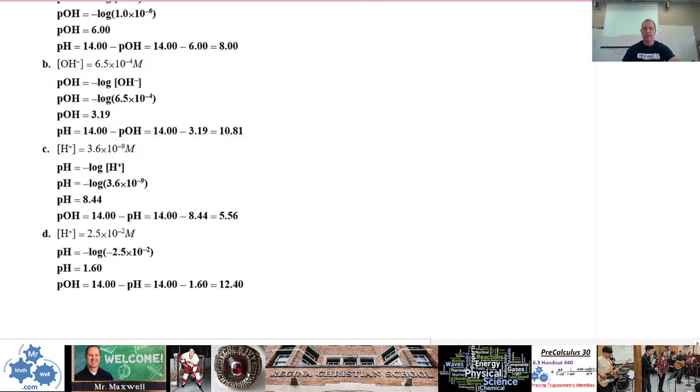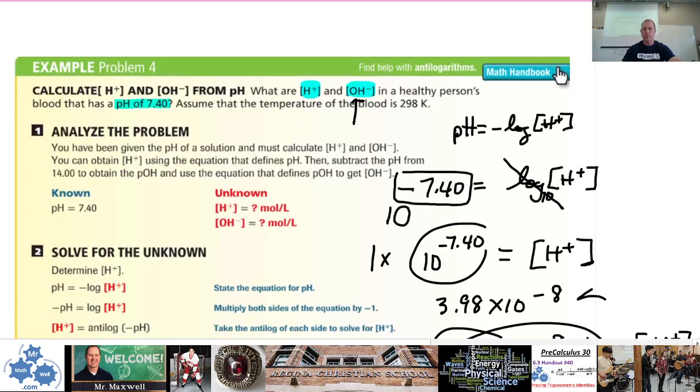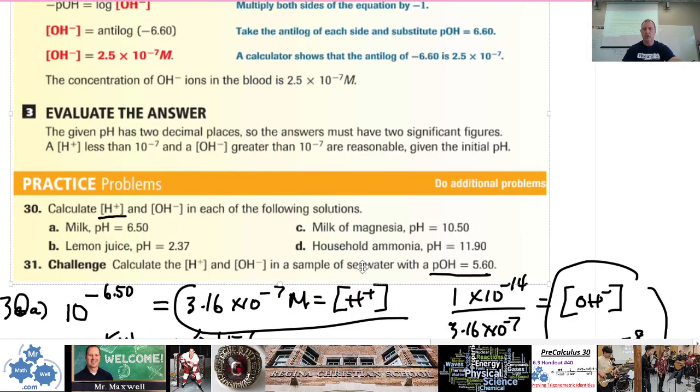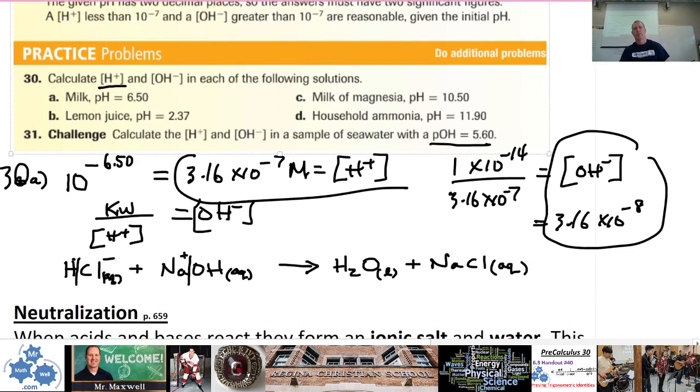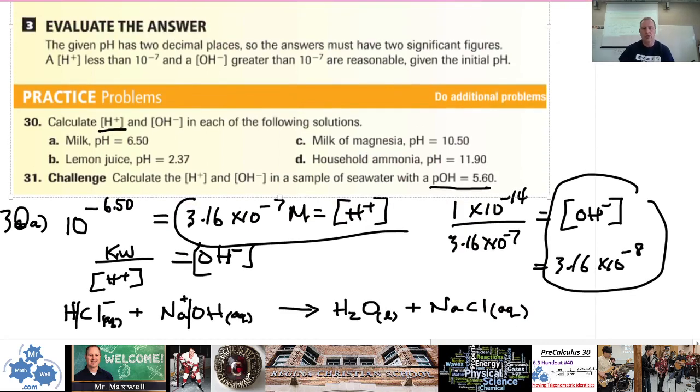These are questions from your textbook. Encourage you to finish those up. And make sure you can do all these questions that you need to do. Next lesson will be on neutralization. Acid-base neutralization, titrations, and so on.